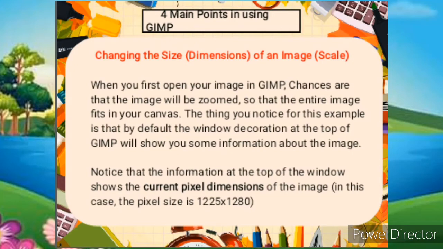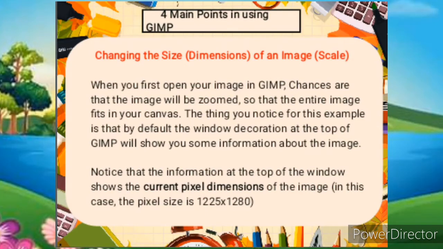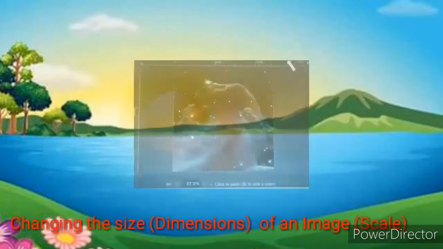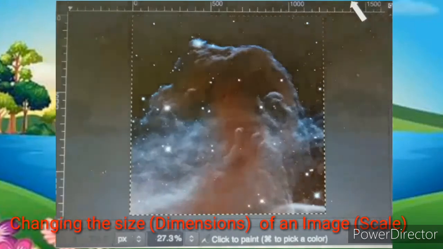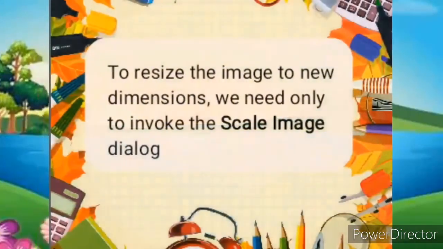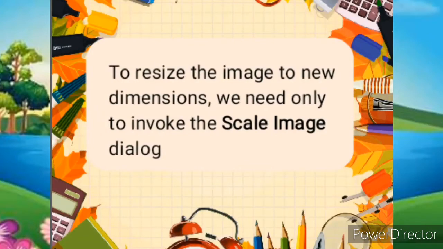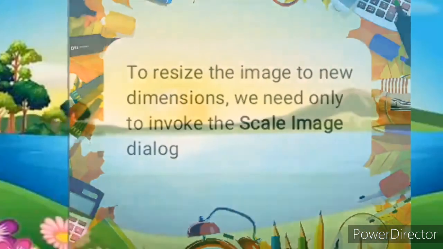The thing you notice for this example is that by default the window decoration at the top of the GIMP will show you some information about the image. Notice that the information at the top of the window shows the current pixel dimensions of the image. In this case, the pixel size is 1225 by 1280. To resize the image to new dimensions, we need only to invoke the Scale Image dialog.